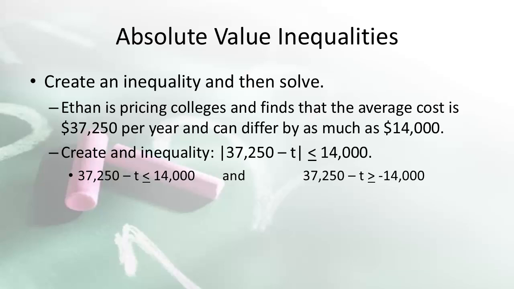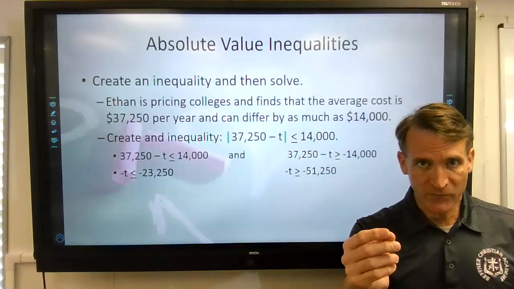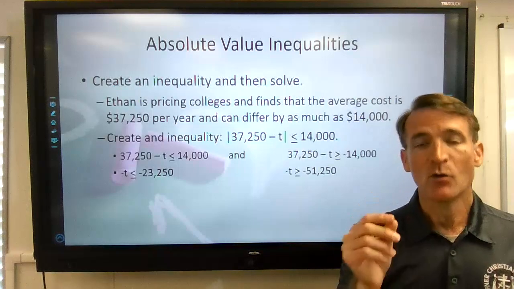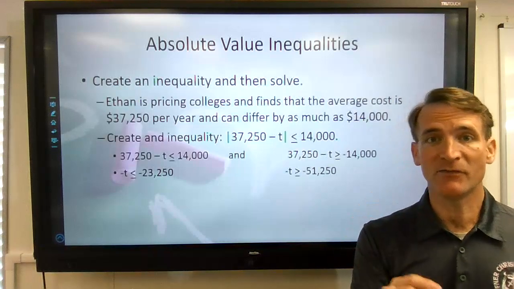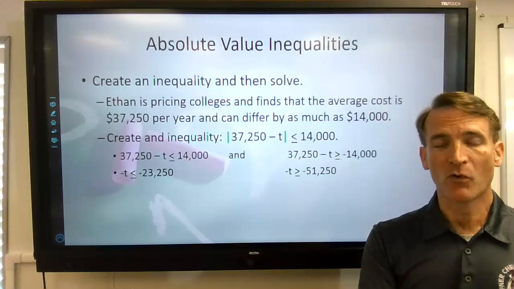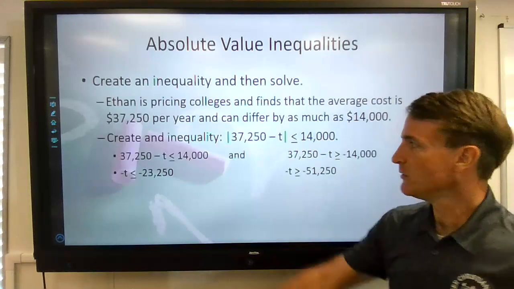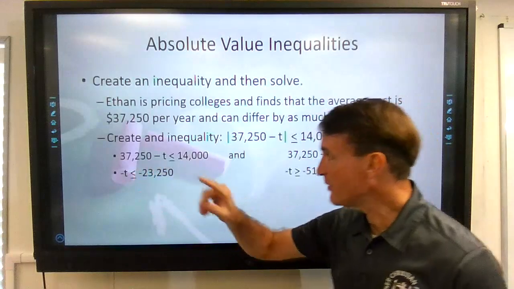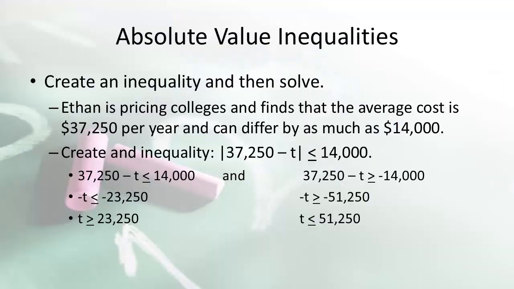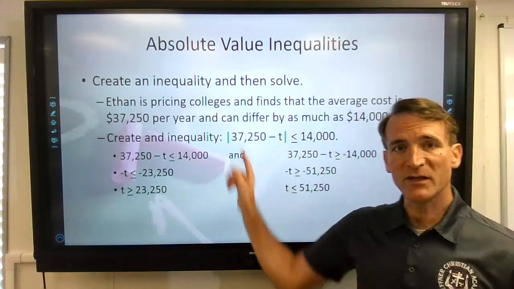Subtracting the 37,250 from both sides, then dividing both sides by a negative 1, or multiplying both sides by a negative 1. Red flag, ding, ding, ding! We're multiplying by a negative in an inequality, therefore flip the sign around. So T is going to be greater than or equal to 23,250, or it's going to be less than or equal to 51,250. So that tells me that our inequality is correct.